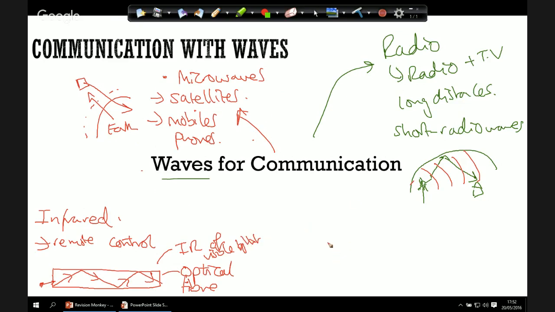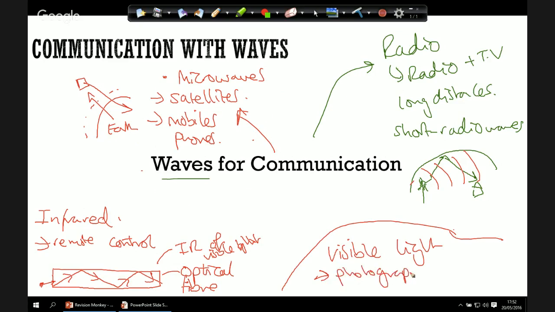Final thing then is the visible light. Not in terms of communication, so I'll just put this separately, but this is used in photography and cameras. So this could be speed cameras, for example, the light reflecting off your car and going into the camera lens to take a photo of you, or obviously handheld cameras and things like that.